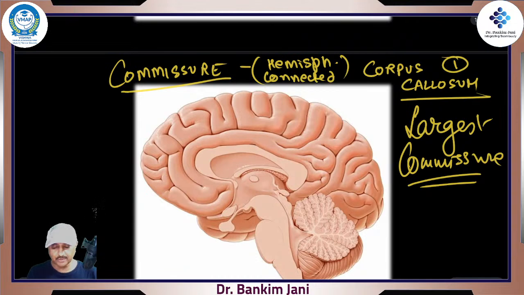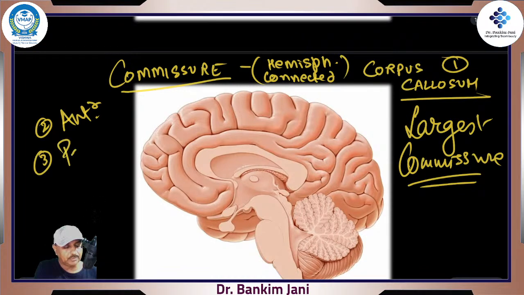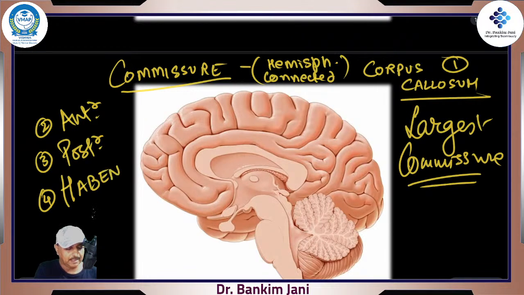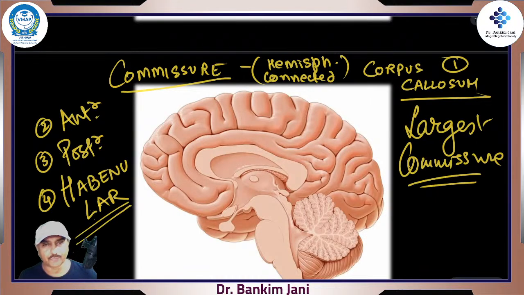Do we have to remember the others also, though they are very small? Yes, we have to remember them. The second one is the anterior commissure. I'm not writing commissure every time. Then there would be the posterior commissure, so this is 3, and this one would be 4, the habenular commissure. These are the 4 commissures. We'll watch all of them.